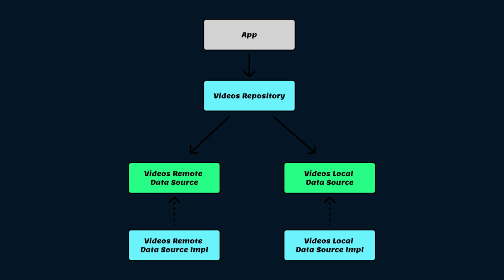Use case. Well, imagine for this example, we have an application that is going to show videos from a videos repository, and the videos repository in turn can get videos from a remote data source like an API and from a local data source like a database.